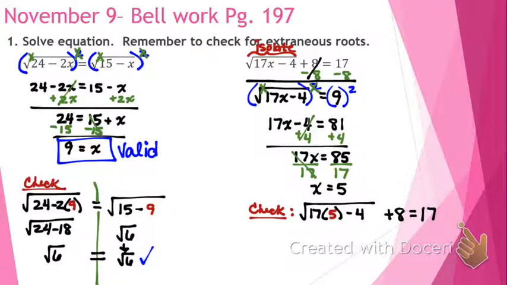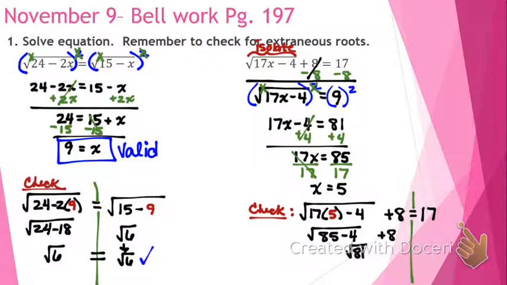Do I subtract 8 from both sides when I'm checking? No. We cannot do things to both sides when we're checking. Yes, sir. Multiply the 5 by 17. What is that? 85. So I have 85 minus 4 here.